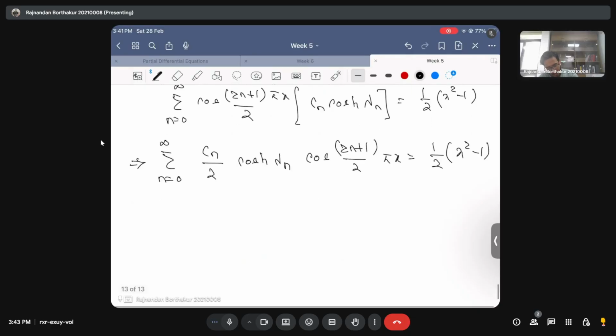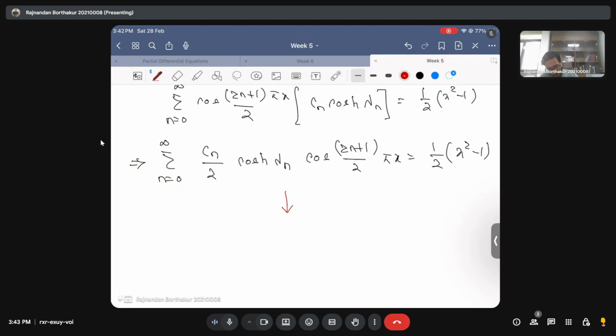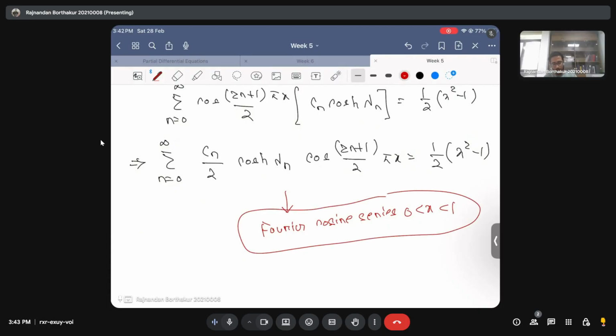If you pay closer attention to the above series, what is this? This is just a series in n, and I'm saying that a series in n is equal to a function. And if you look closely, this series is nothing but a Fourier cosine series, where your x varies from 0 to 1. That's exactly what you have if you look at this series. So these cn's are nothing but the Fourier cosine coefficients of this Fourier cosine series.